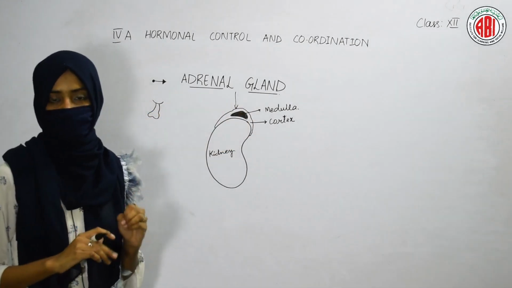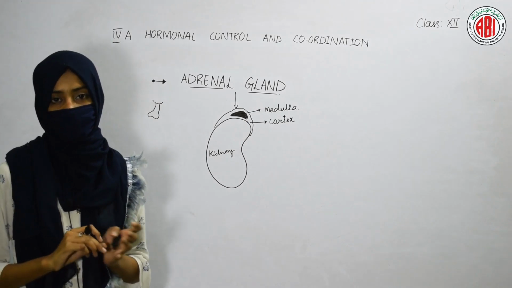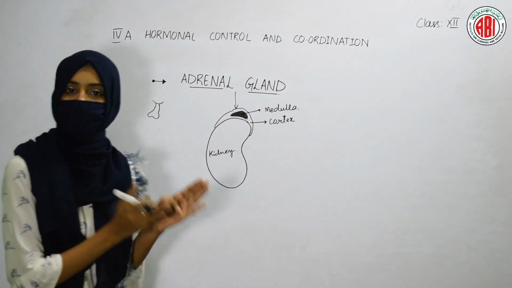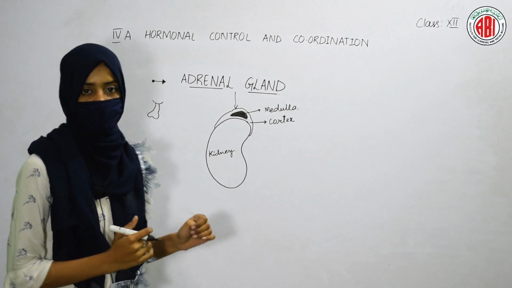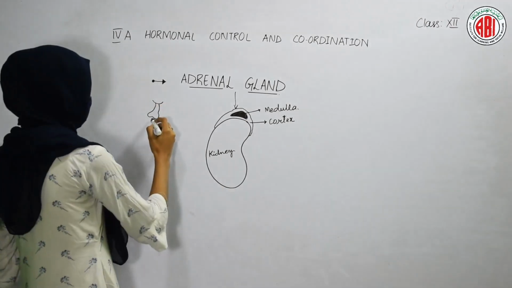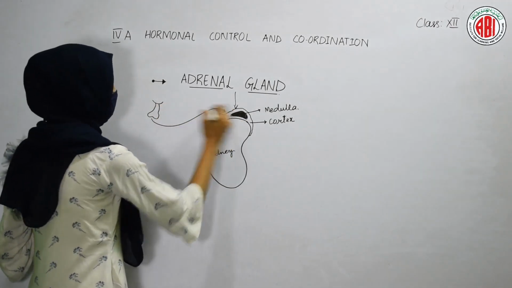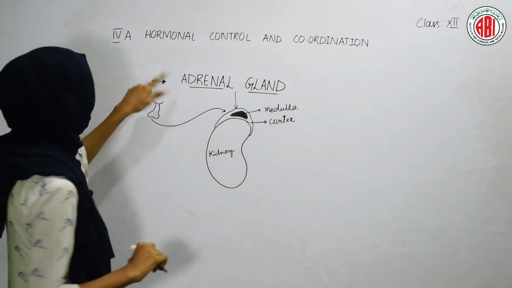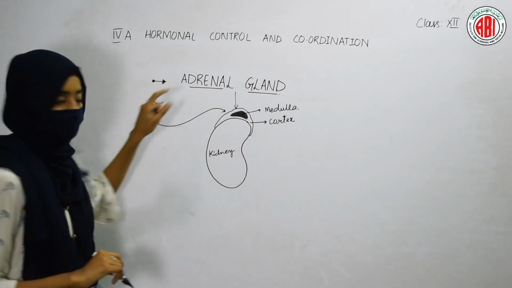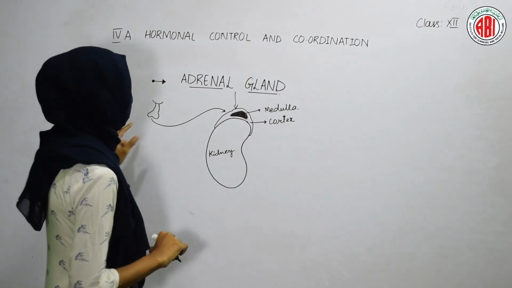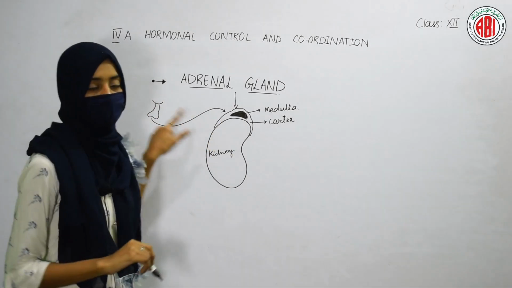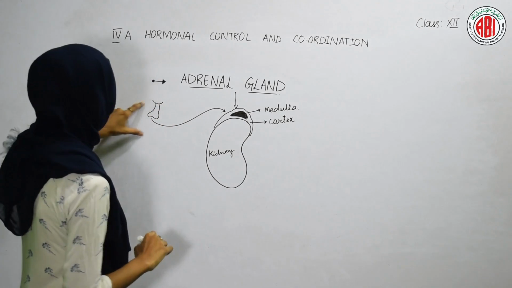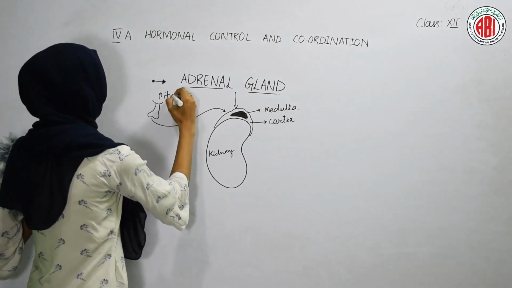We have also discussed that the pituitary gland is a master gland that influences the action of other glands. So, here also this one is our pituitary gland. This influences the action, the function of our adrenal gland. Okay. So, this adrenal gland is under the influence of the master gland called the pituitary gland.